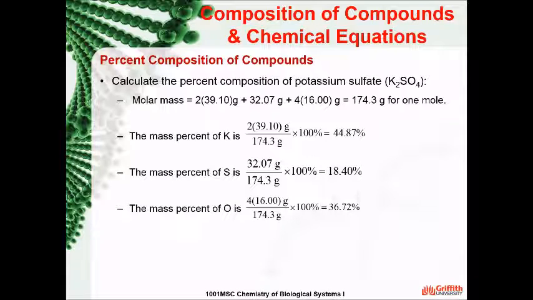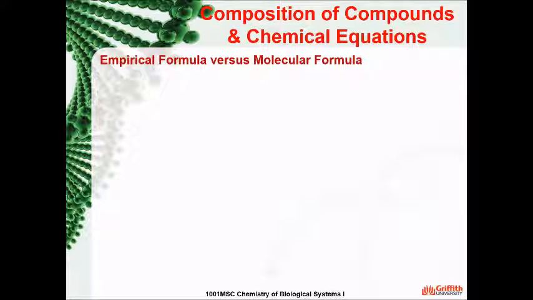The mass percentage of oxygen is 4 multiplied by 16 over 174.3 multiplied by 100%, which is 36.72%. What if the question was asked in the opposite way? For instance, predict the compound formula if you know the percentage composition of the elements.